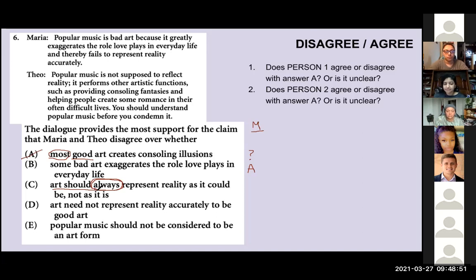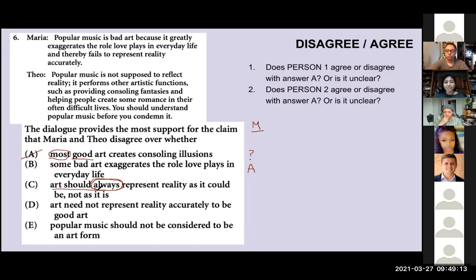No, because she thinks it should represent reality, but not as it could be. Like, she never says "as it could be," or that doesn't come up, I guess. Or maybe it does, I don't know. I don't think it necessarily comes up, the "as it could be" thing.